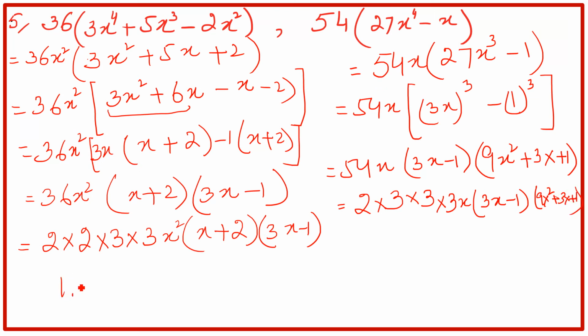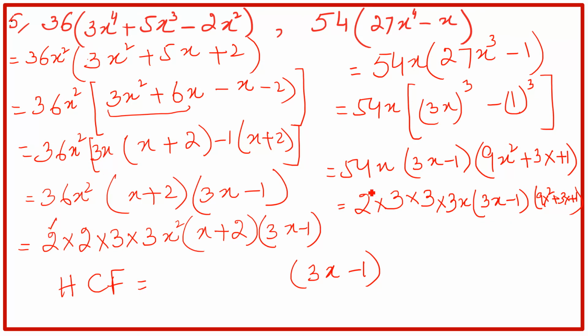Now we will take the HCF, because we have to find out the HCF, the highest common factor, which is common and highest. So see, 3x minus 1 is here and here, we will take it as a common. This is here, but this is not here. x plus 2 is here, but x plus 2 is not here. Now come to this part.